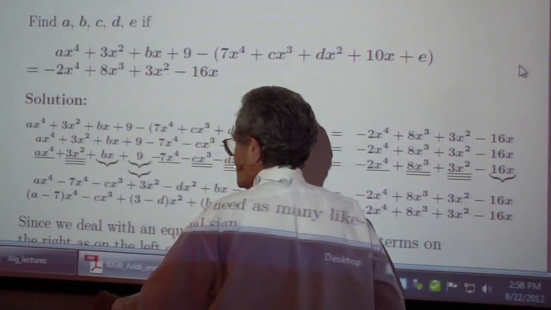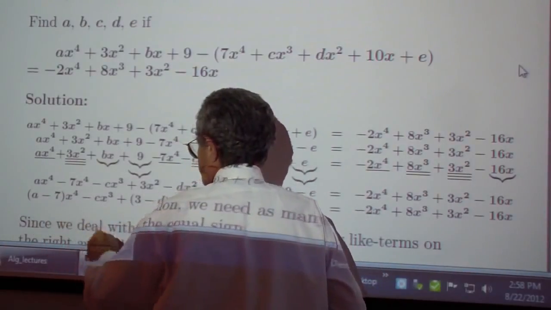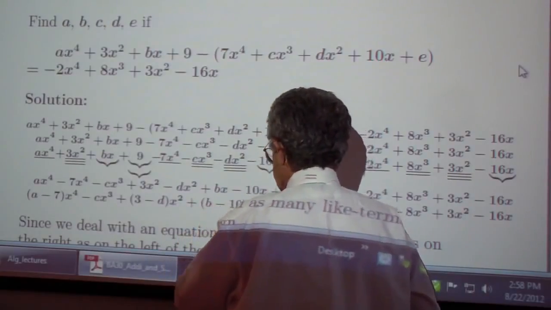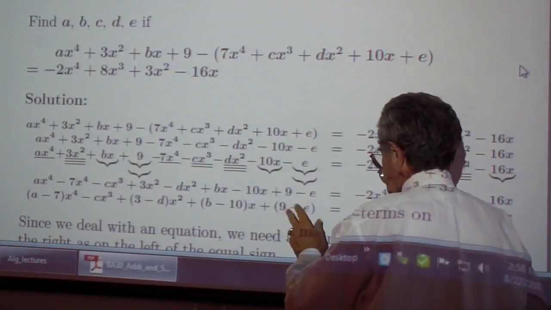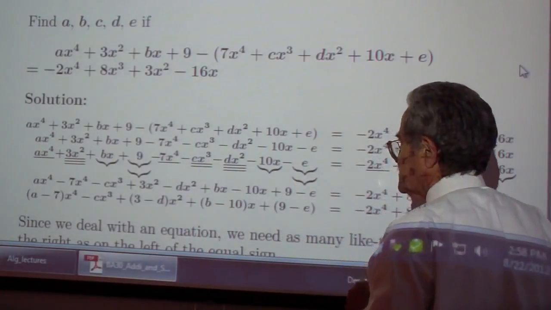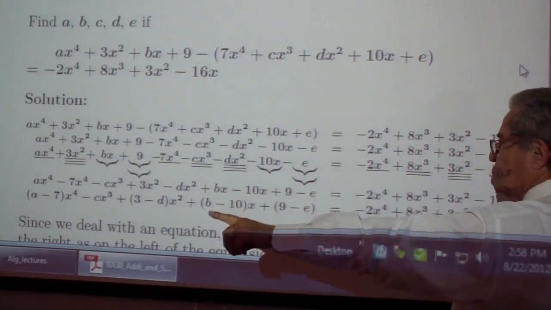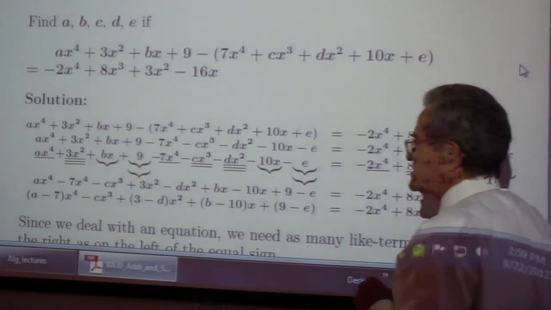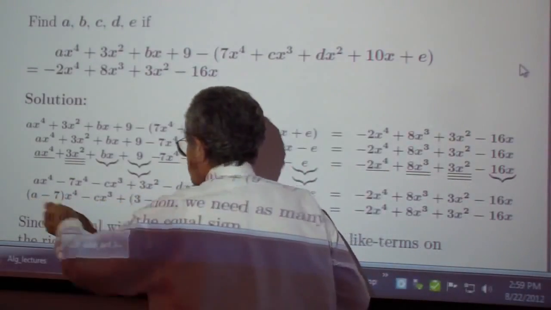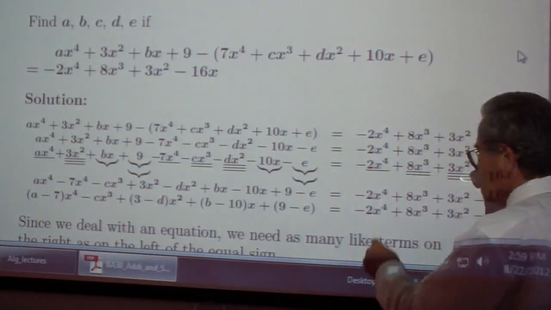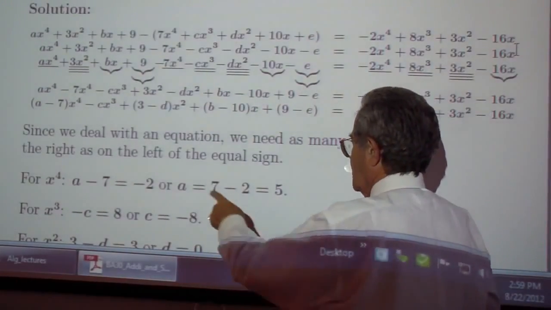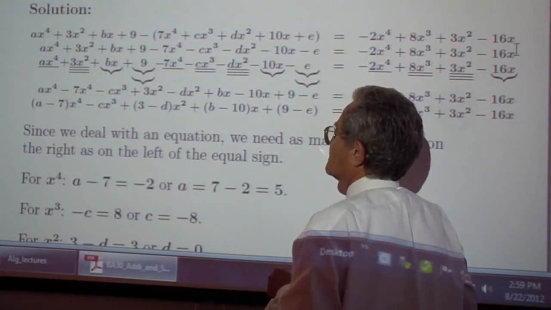Combine like terms. You have a minus 7x to the 4 plus cx cubed plus 3 minus dx squared plus b minus 10x and 9 minus e as a constant. You must have as many x to the 4th on the left side as you have on the right side. That means that a minus 7 must be the same as negative 2, or a is equal to 5.